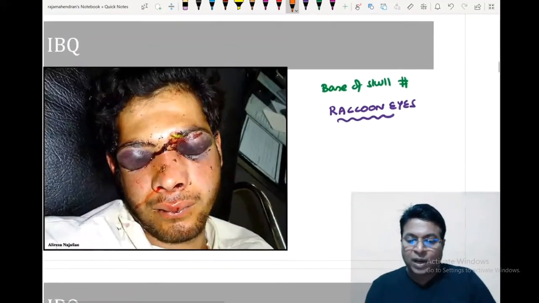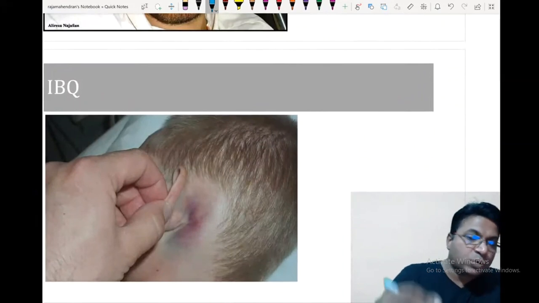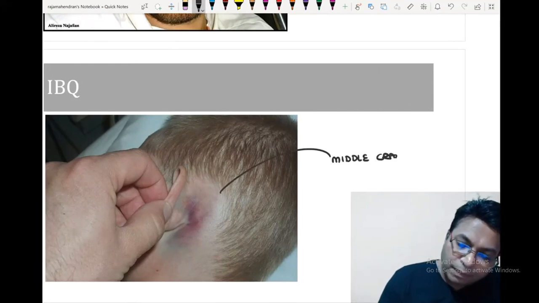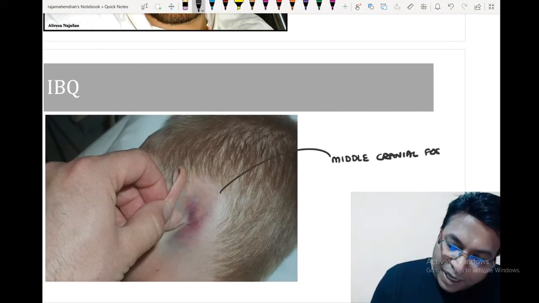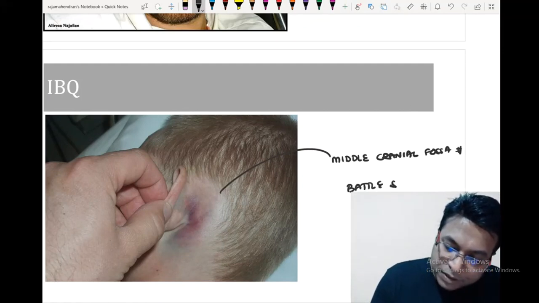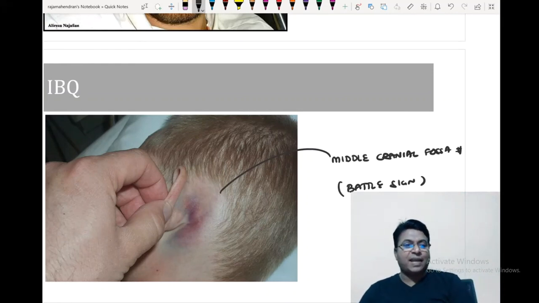So okay, this is raccoon eyes for base of skull fracture. And this is a 1000 times asked FMG question. A patient having a middle cranial fossa fracture will have this battle sign. This is known as battle sign. Very good. So this is battle sign.